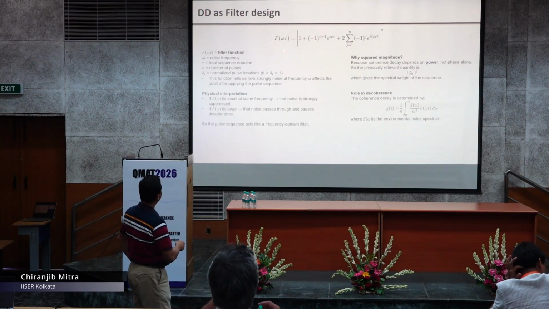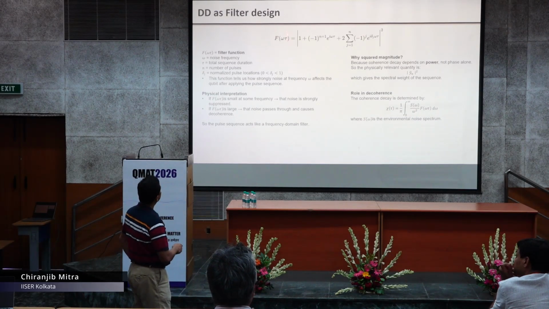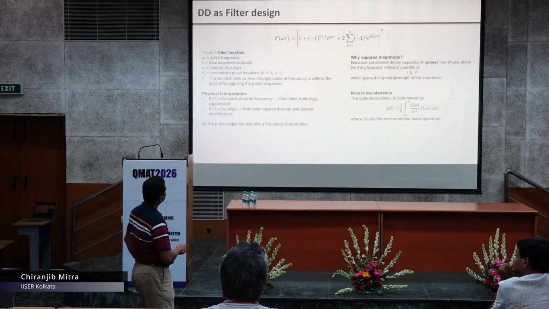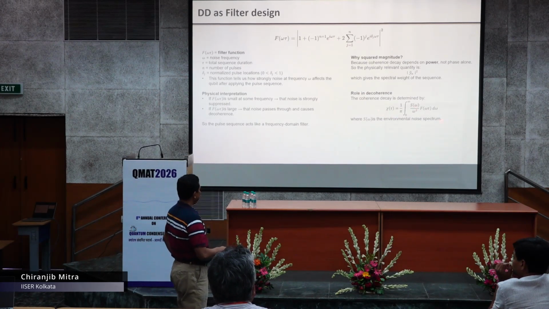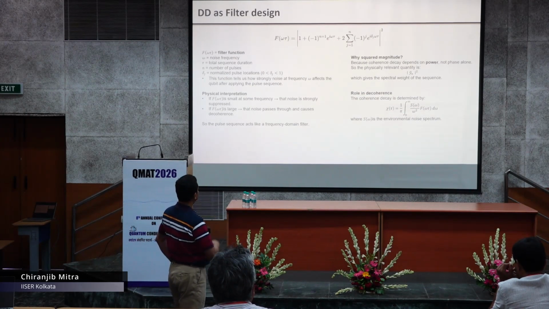So the dynamic decoupling filter function can be written as minus 1 plus minus 1 to the power of this thing and this thing. And of course we get this transfer function.